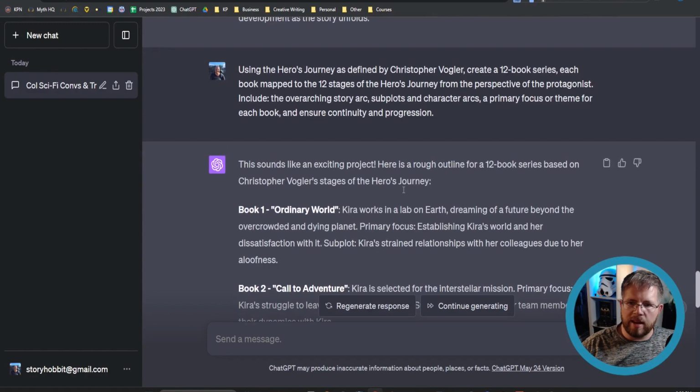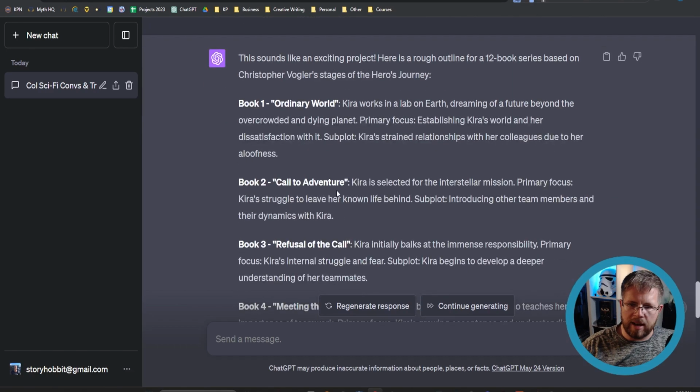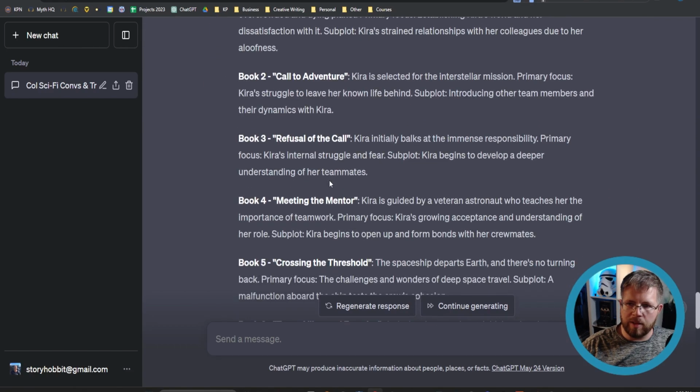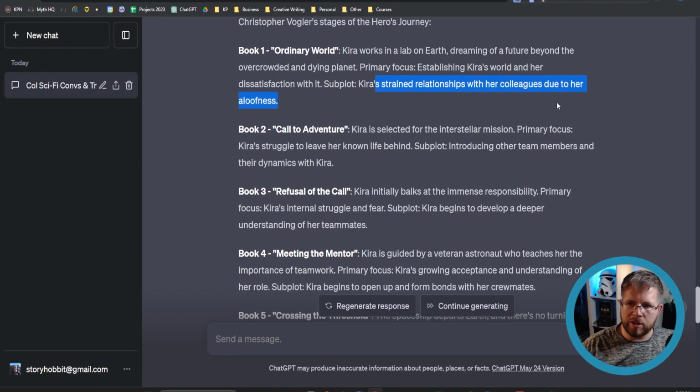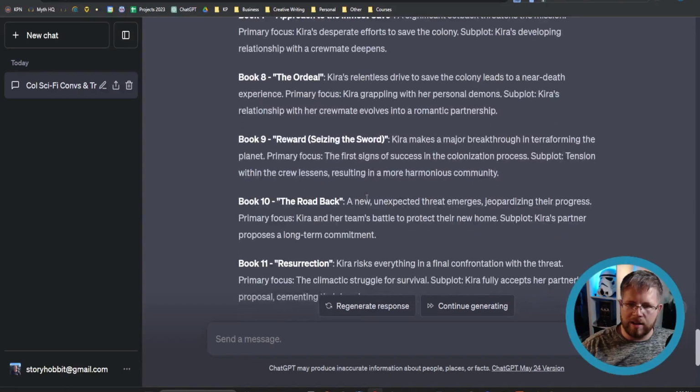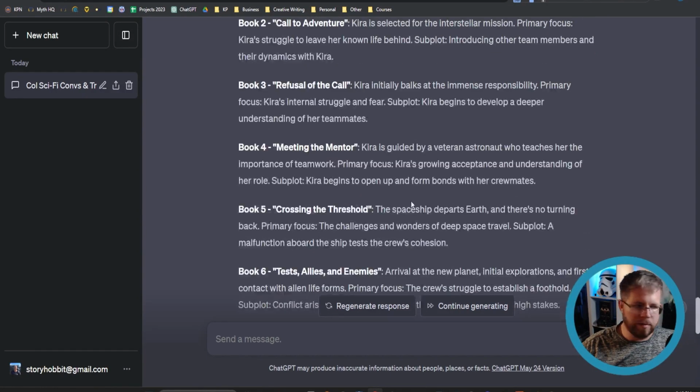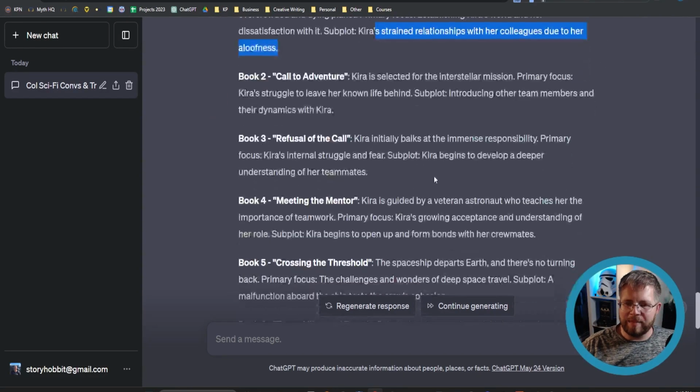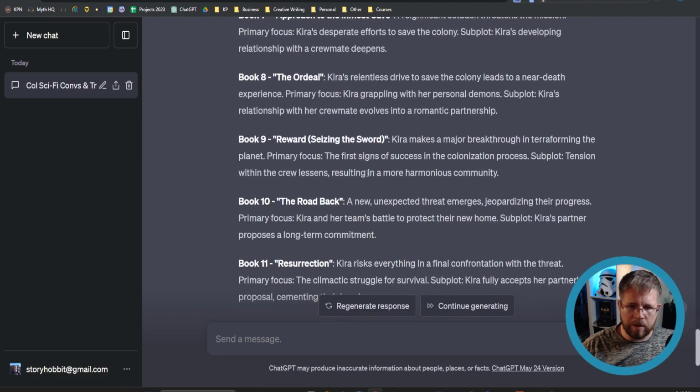But I do like that it has followed the prompt in that it has added a subplot and it's added the primary focus. That's something I definitely want to add in. And you can follow the subplot of her relationships with her colleagues blossoming into a full-on relationship here. So that was actually kind of a cool little twist and definitely something I'll be using in the future. So that's the cool thing about these prompts: you learn some things and then you find other things that maybe don't work quite as well.